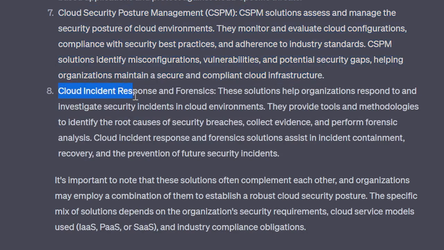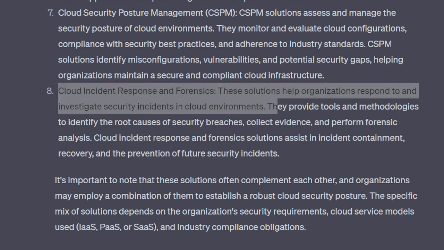Cloud incident response and forensics. These solutions help organizations respond to and investigate security incidents in cloud environments.